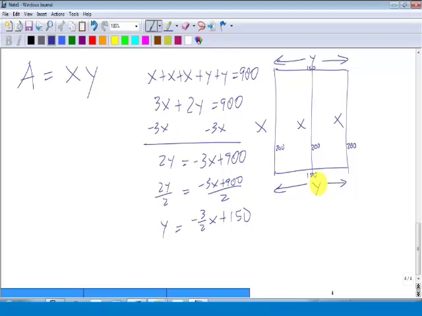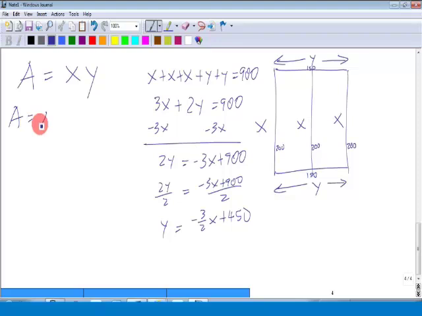Well, negative 3 halves times 200 is negative... Wait. Half of 900 is 450. Negative 3 halves times 200 is negative 300. Negative 300 plus 450 gives us the 150 for the y value. So if we tell it how wide it should be, we can compute how long it should be.